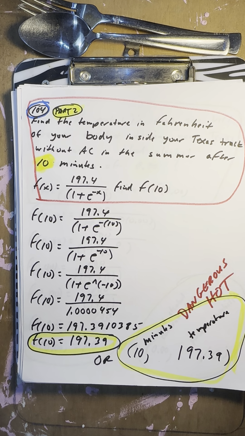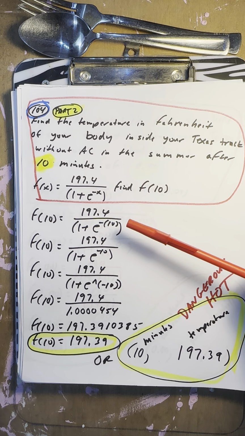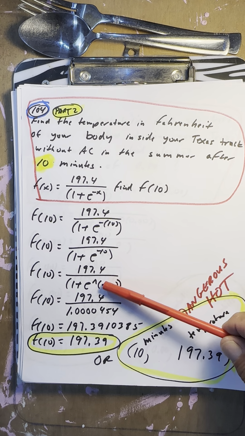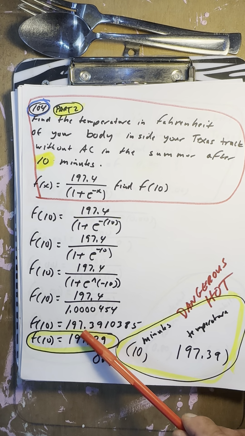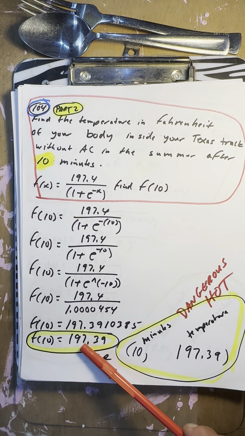Find the temperature in Fahrenheit of your body inside your Texas truck without AC in the summer after 10 minutes go by. Your temperature was what? 98.7. You're good, no fever, nothing. So -10 in there, and all this in the calculator is going to give you this number. Now we divide those two numbers, and we're going to get 97 point this, or round it to 97.39.